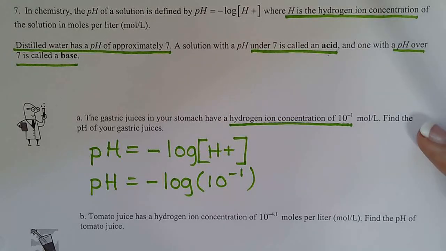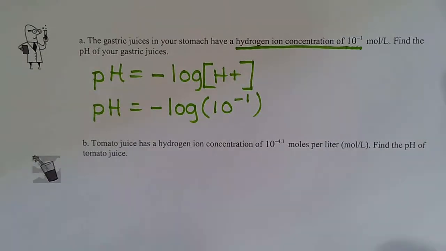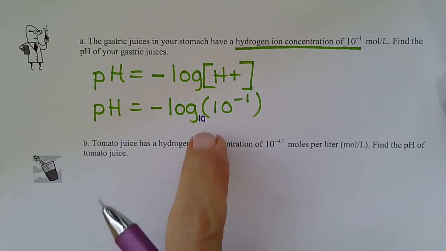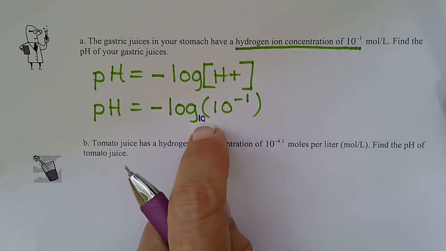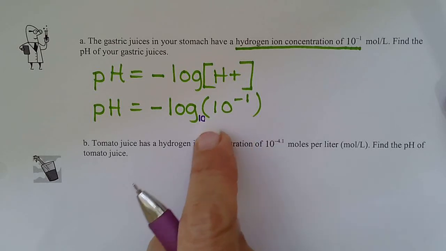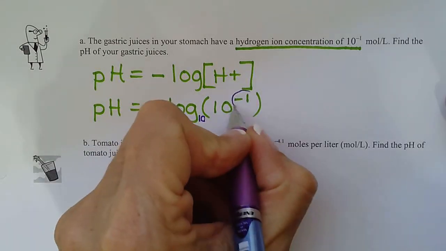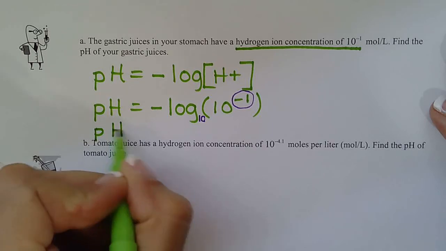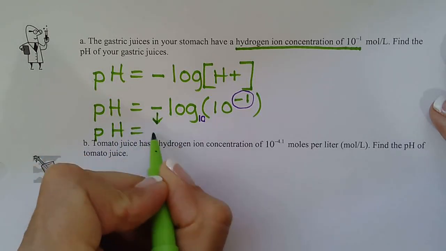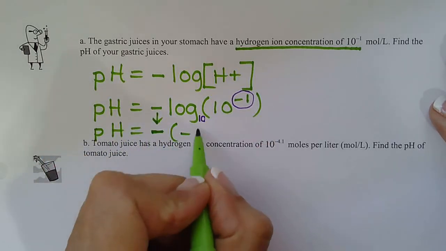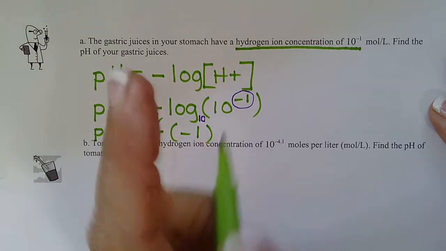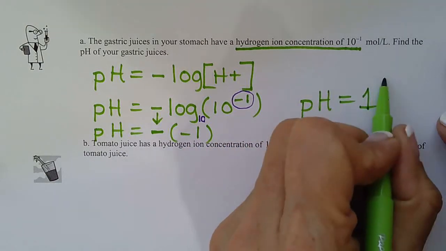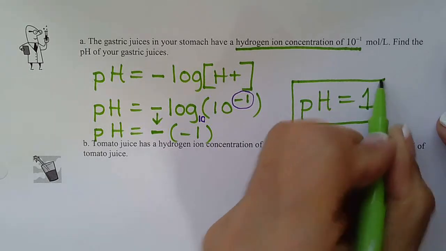So we could use a calculator, but guess what? This one can be done without a calculator. Remember, if there's no base, it's 10. So when the base of the log and the base of the exponent are the same, the answer is the exponent. So this is really negative, and then the answer is negative 1. So what's the opposite of negative 1? pH is 1. And pH doesn't get a label, so you just say 1.